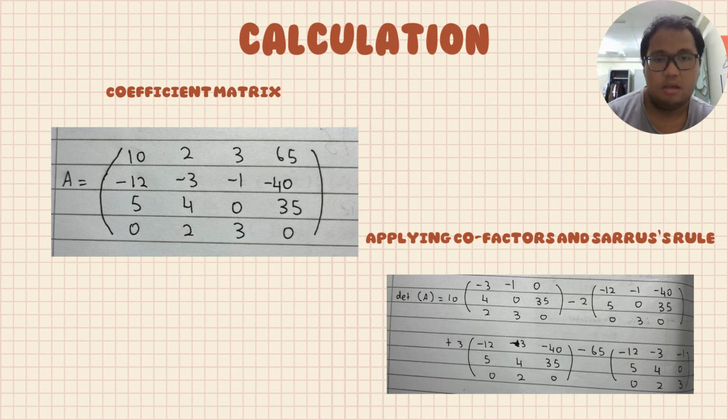Then to get the determinant, we apply cofactors and Sarrus' rule for the 3 by 3. As you can see, 10 times the matrix negative 3, 4, 2, negative 1, 0, 3, 0, 35, and 0. Then minus 2 times the matrix negative 12, 5, 0, negative 1, 0, 3, negative 40, 35, 0. Plus 3 times the matrix negative 12, 5, 0, negative 3, 4, 2, negative 40, 35, and 0. And lastly, minus 65 times the matrix negative 12, 5, 0, negative 3, 4, 2, negative 1, 0, 3.